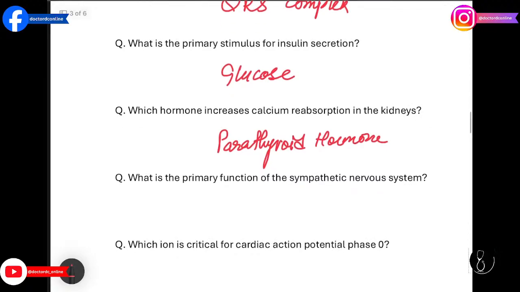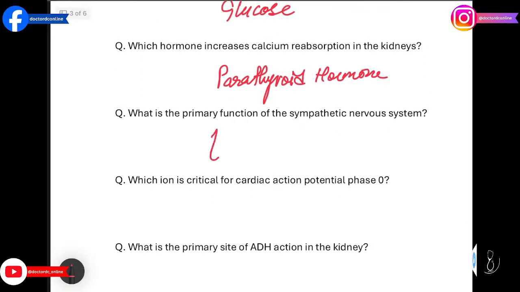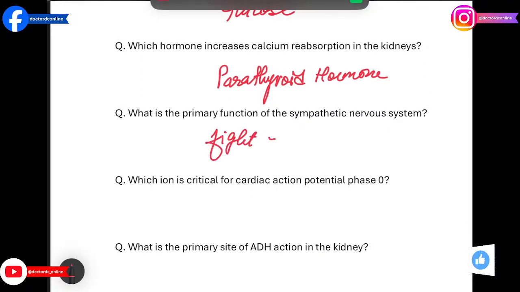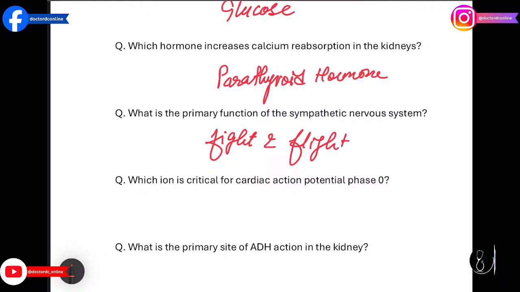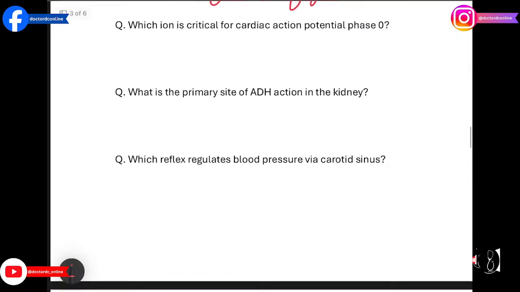The next question is, what is the primary function of the sympathetic nervous system? And the answer is fight or flight response, because it prepares the body for stress by increasing heart rate and glucose release.